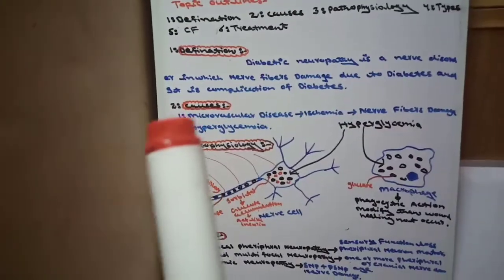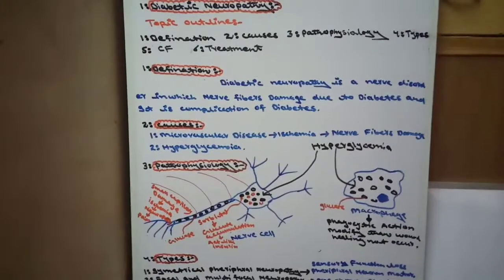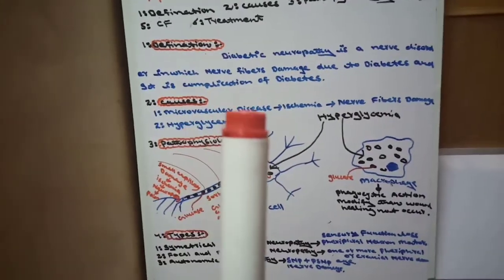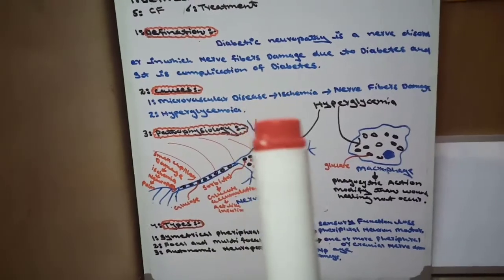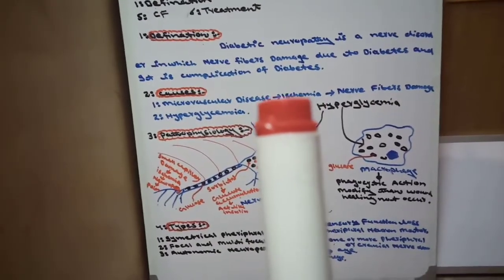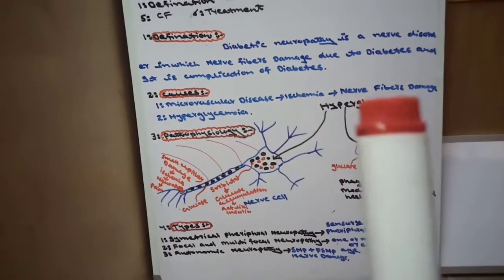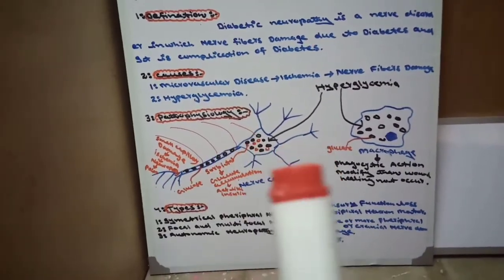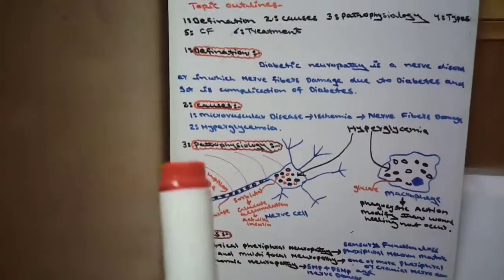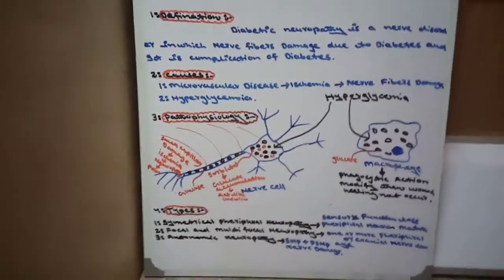Now come to the causes. There are two causes of diabetic neuropathy. Number one, microvascular disease. Number two, hyperglycemia. In microvascular disease, due to capillary damage, ischemia occurs and nerve fibers become damaged. In hyperglycemia, we will study the detail in pathophysiology. Now come to the pathophysiology.